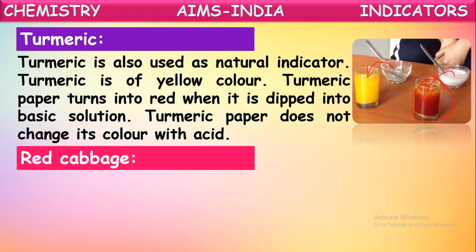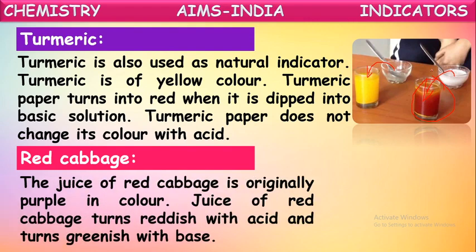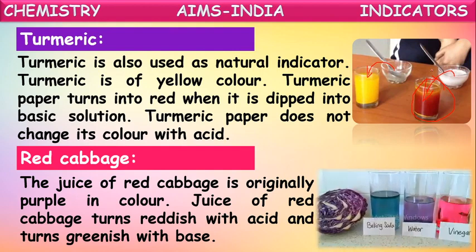Next, one more indicator, red cabbage. The juice of red cabbage is originally purple in color. Generally, when this red cabbage is made into pulp and juice, the juice obtained from it will be purple in color. The juice of red cabbage turns reddish with an acid and turns greenish with a base. Yes, this is a red cabbage. When juice is extracted from it, it will be in this purple color.